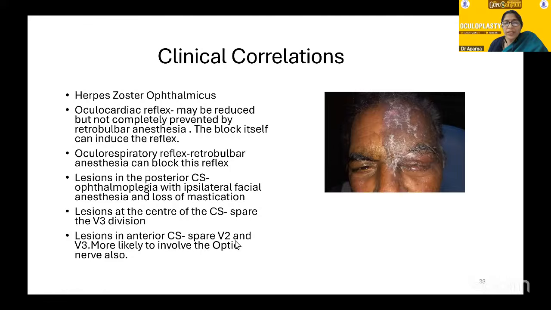Now, certain lesions of the cavernous sinus, if clinically examined, could tell us the region of the cavernous sinus which is involved. Lesions in the posterior cavernous sinus would cause ophthalmoplegia with ipsilateral facial anesthesia and loss of mastication. Lesions at the center would spare the third division, and lesions in the anterior cavernous sinus would spare both the second and the third division.